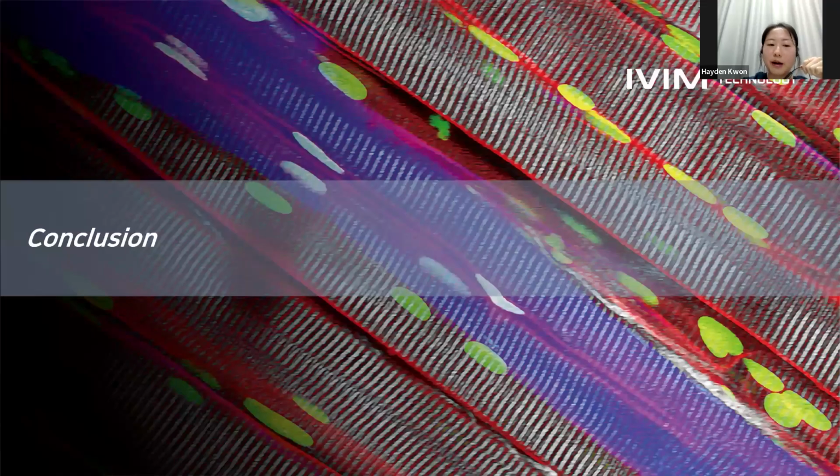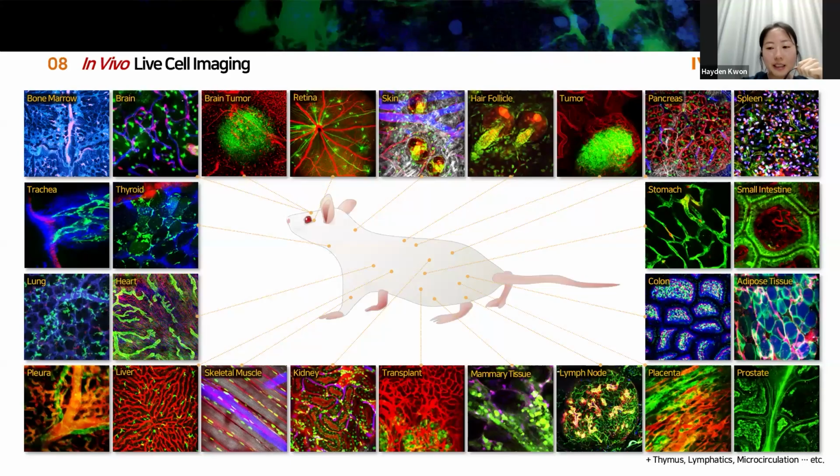Okay, so let's wrap up my presentation now. This is my last slide here. With IVM technology, you can visualize not only the heart, kidney, liver, but also almost all organs from the rat, not only the mice. So we are now able to meet the needs of researchers not only in mouse, but also in rats, from almost all organs, including cancer or immune cell reactions from various disease models, and also drug efficacy or biodistributions in the living body.